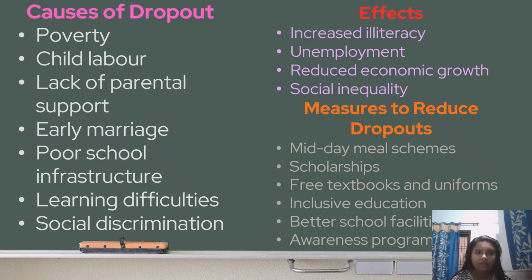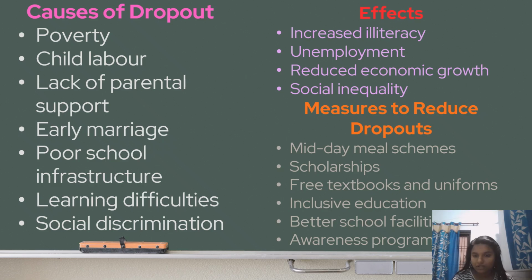Next one is child labor. The child needs to work for his family or for his or her life. Child labor is one of the reasons. Next one is lack of parental support. The parents are not supporting their education, so because of that they have to quit. Next one is early marriage, like girls getting married at the age of 15 or 16. Child marriage or early marriage.